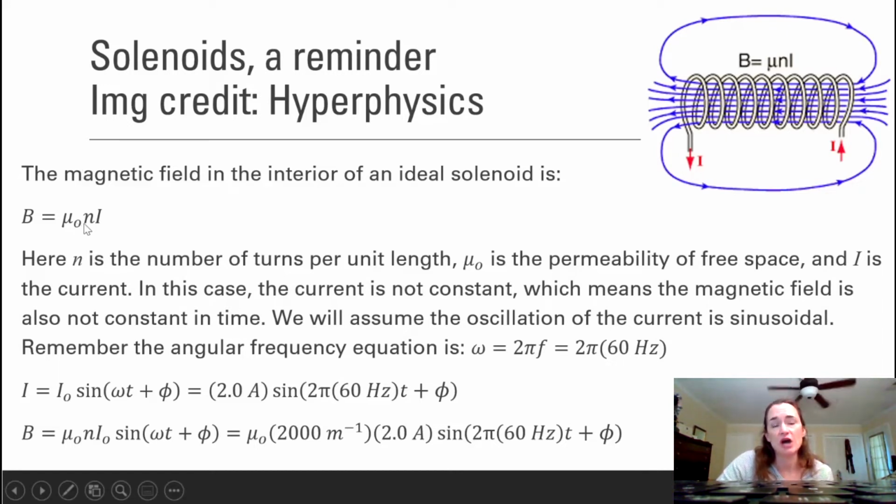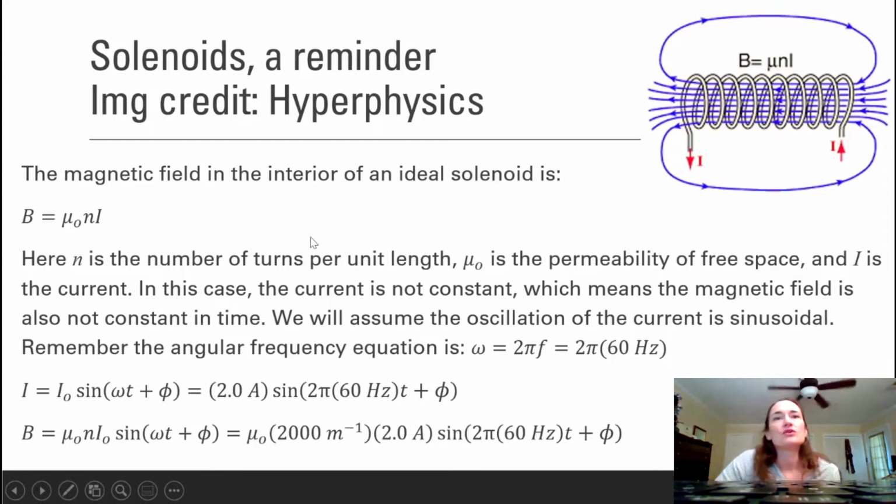So here you have mu naught, which is 4 pi times 10 to the minus 7 in SI units. N is the number of turns per unit length, okay? So that's how tightly you wrap it. And I is your current, okay? So that's your magnetic field strength equation. It's also important to remember, for the purposes of this problem, that the magnetic field inside an ideal solenoid is nice and straight and uniform all along the interior of the solenoid, and then it's basically 0 right outside it, okay?